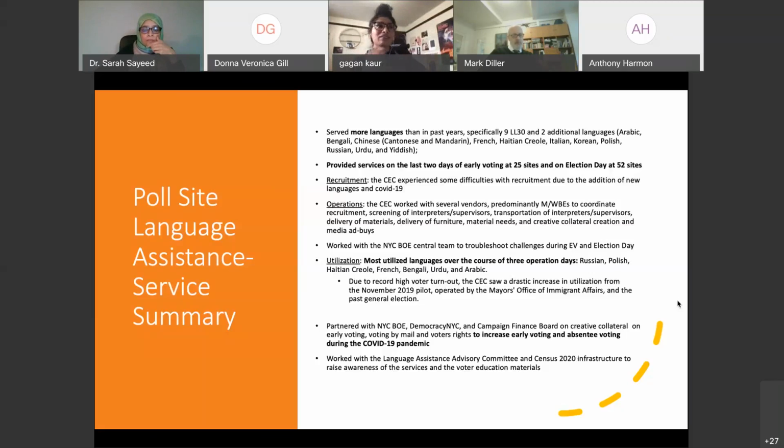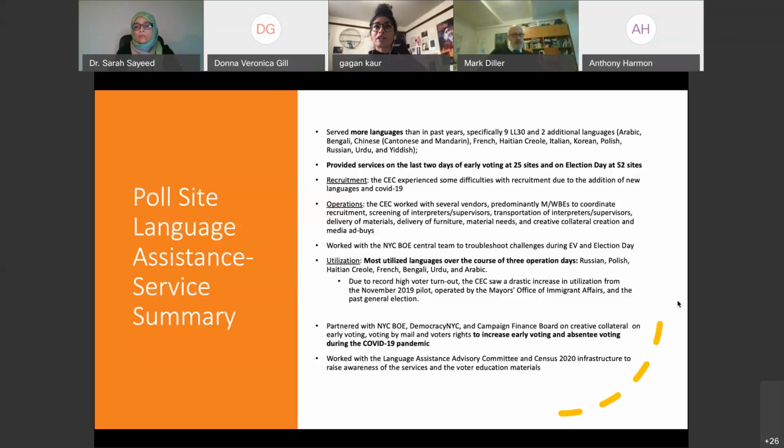We worked with a vendor who helped with the transportation of interpreters and supervisors. Then we worked with a vendor that transported our materials, a vendor who delivered our materials, a vendor that delivered our furniture. So all of those things, we had a debrief conversation with DOITT to explain all of those pieces and how they work together. So it's not as confusing when we're implementing at the same scale for the June primary.